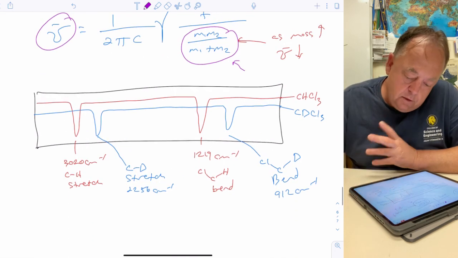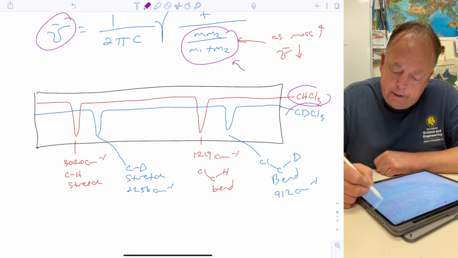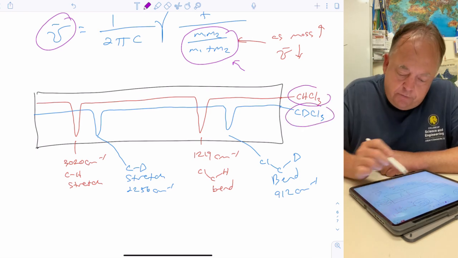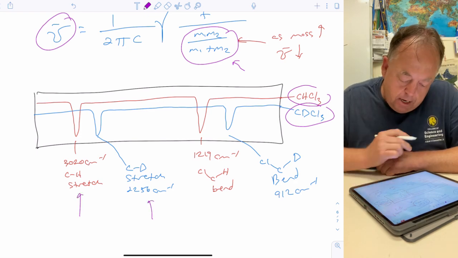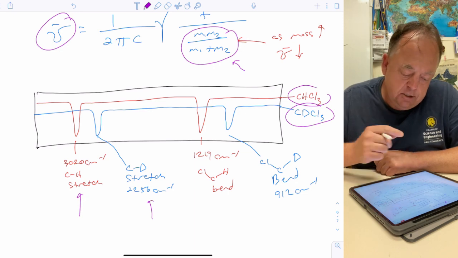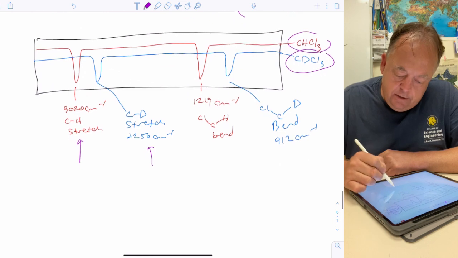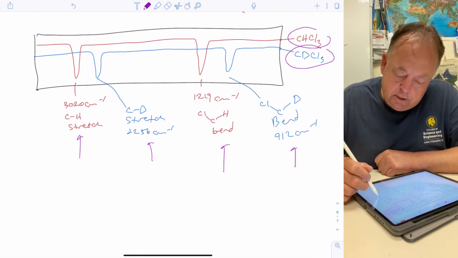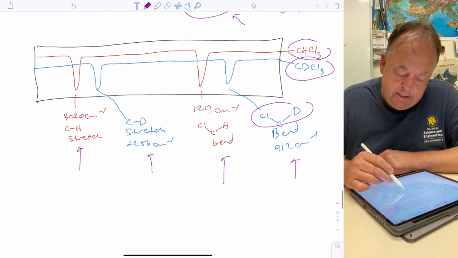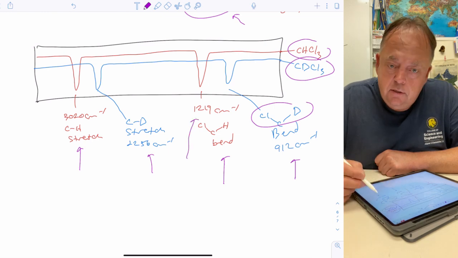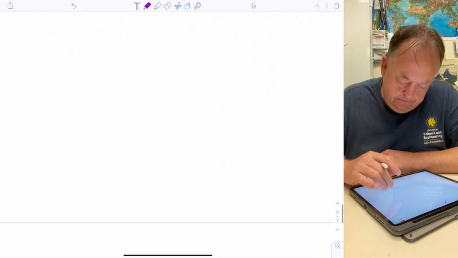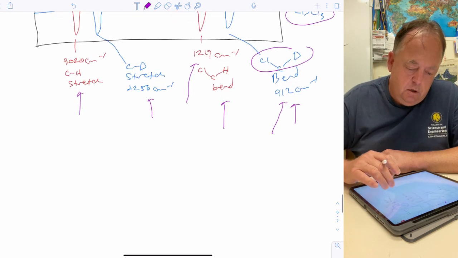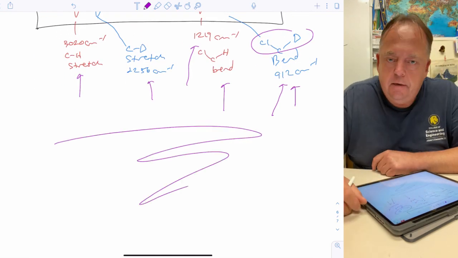If you looked at the IR spectrum of chloroform versus deuterated chloroform, for example, the red spectrum is chloroform. You can see that the CH bond is at a higher wave number than the CD bond. Since deuterium has a higher mass, it's going to absorb at a lower wave number. And you see the same thing in the bending modes. If you look at the chlorine-carbon-hydrogen and chlorine-carbon-deuterium bending modes, the Cl-C-H bending mode is at 1219 inverse centimeters, whereas the Cl-C-D bending mode is at 912 inverse centimeters. Okay, so that's basically all that I wanted to say about IR spectroscopy.